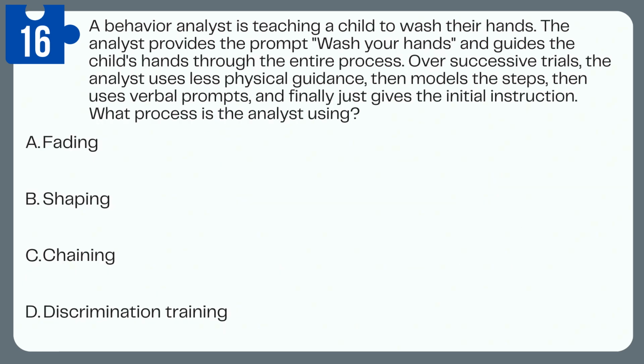Question 16. A behavior analyst is teaching a child to wash their hands. The analyst provides the prompt, "Wash your hands," and guides the child's hands through the entire process. Over successive trials, the analyst uses less physical guidance, then models the steps, then uses verbal prompts, and finally just gives the initial instruction. What process is the analyst using? A. Fading. B. Shaping. C. Chaining. D. Discrimination training.